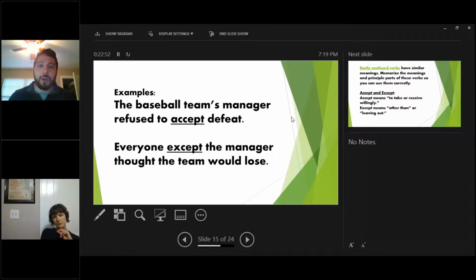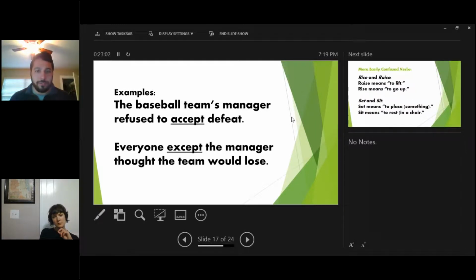And here's examples. The baseball team's manager refused to accept defeat. So refused to willingly take defeat. He wanted to win. Everyone except the manager thought the team would lose. So everyone except the manager, you're excluding the manager, thought the team would lose. So when you're talking about excluding somebody or something, it's except. If you're talking about taking in or willingly receiving, then it's accept. Accept and except.